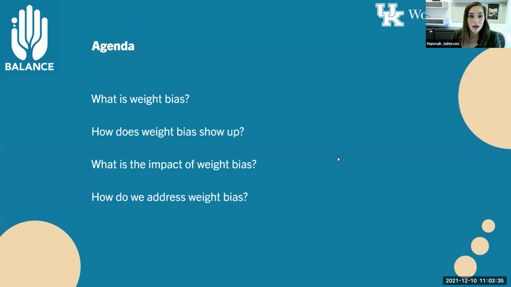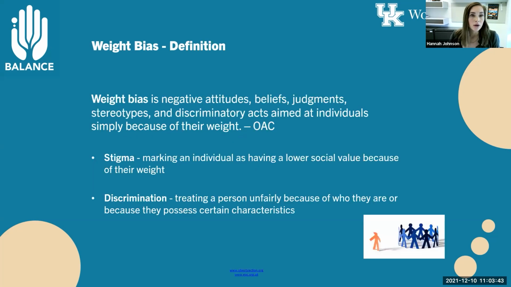It shows up, what the impact of weight bias is on the individual, and how we can address weight bias. First, this may be your first time hearing weight bias, but you've probably heard of other forms of bias, such as gender bias, race bias, bias against age or religion or sexuality. But weight bias specifically is negative attitudes, beliefs, judgments, stereotypes, or discriminatory acts aimed at individuals simply because of their weight. And this is being in a heavier weight or in a larger body.